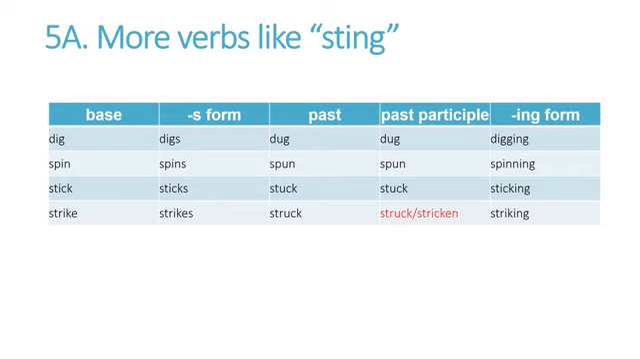Some more verbs fit this particular pattern, verbs like sting, which don't have an ng ending, but they follow the same pronunciation pattern, the vowel shift from I to U. For example, dig, dug, dug. Spin, spun, spun. Stick, stuck, stuck. Strike, struck, struck. Now, with struck, sometimes we use the past participle stricken.